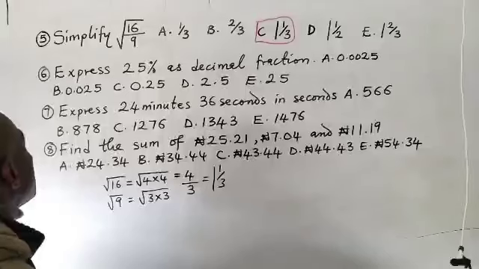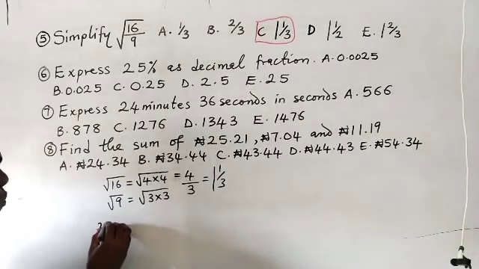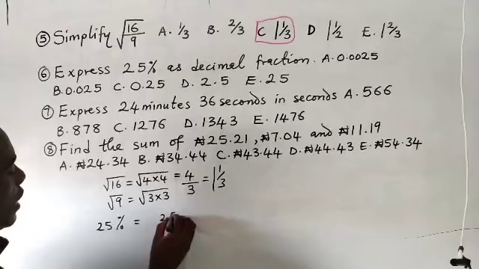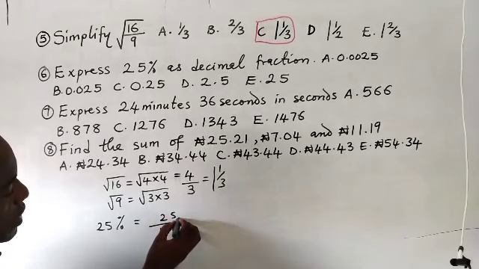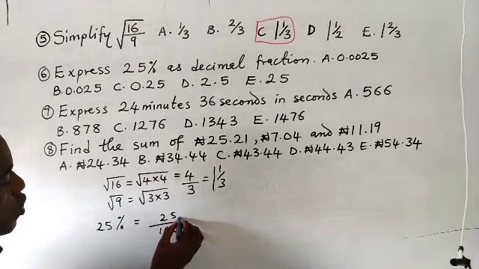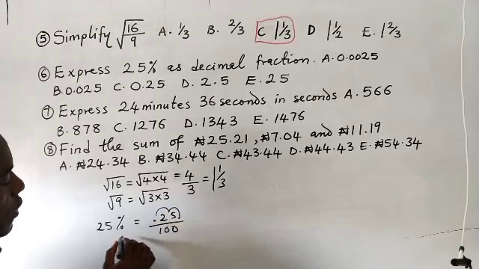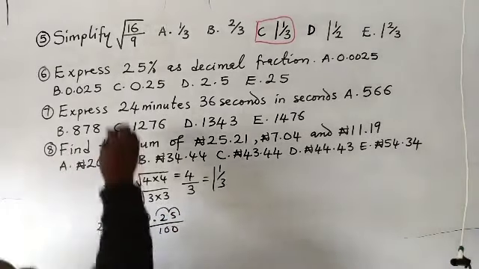We move to question number 6. In question number 6, what we have is 25%. We are asked to convert it to decimal, which is 25 over 100. Now, there is an invisible point here. Make it visible. How many zeros do we have in 100? 2, meaning that this point will go backwards 2 times. 1, 2. So the point will be here. We now use 0 to cover it. So the correct answer to this question is 0.25.